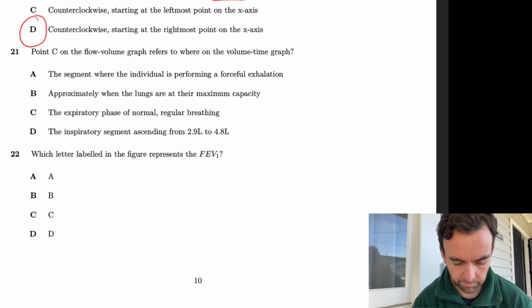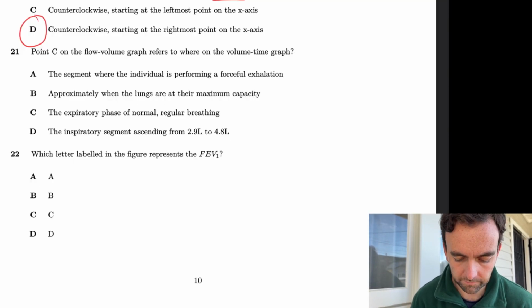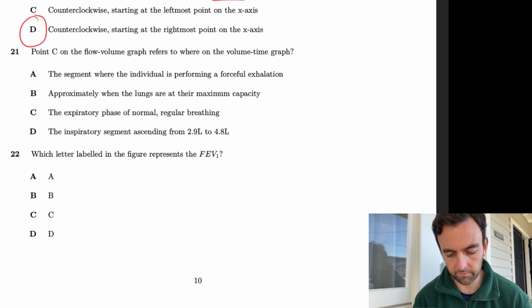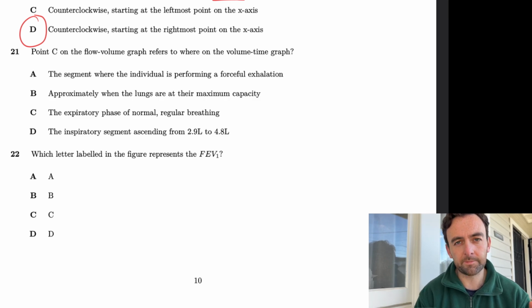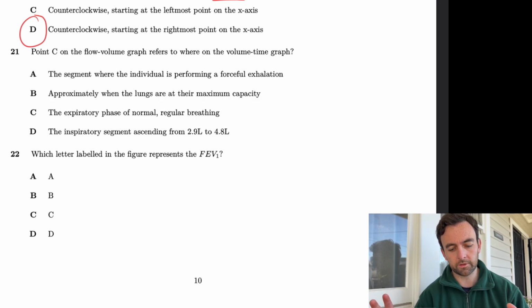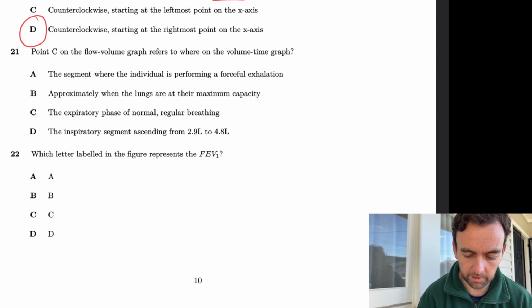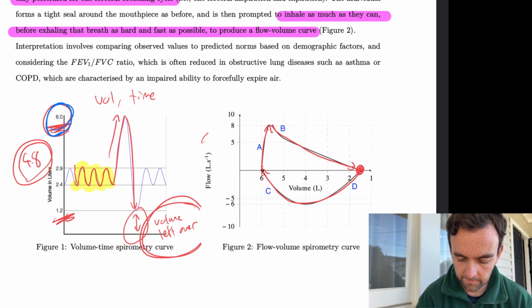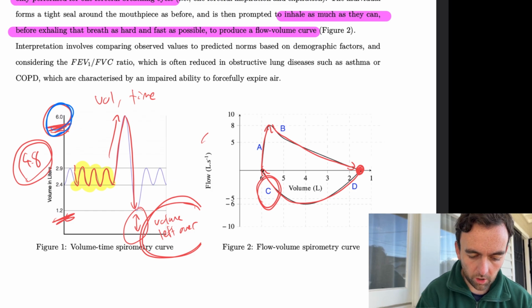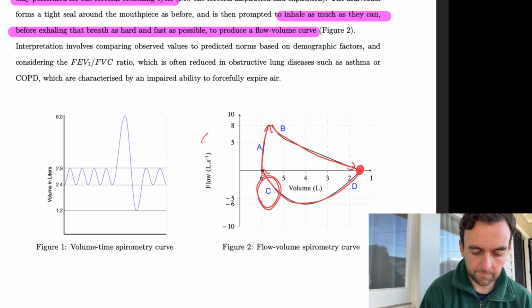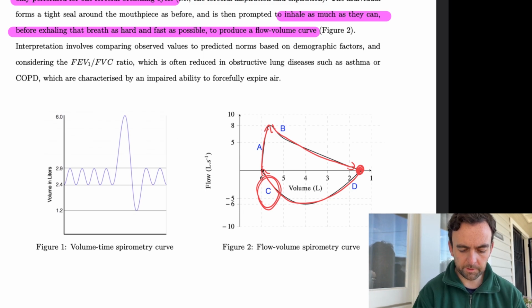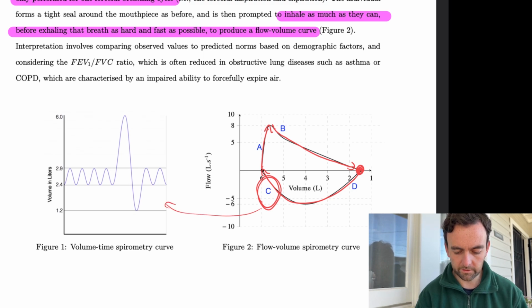Okay, question 21. So point C on the flow volume graph refers to which point on the volume time graph? This is a really common skill that I see, and it's basically trying to relate two graphs to each other. So if we think about it, we need to find a point C, which is here, on our volume time graph, which we generated before. Okay, so you can see that it's a bit tricky because you're like, well, what do you mean? How do I get this point? What is that on this graph? And this is kind of that relationship between graphs that I see.